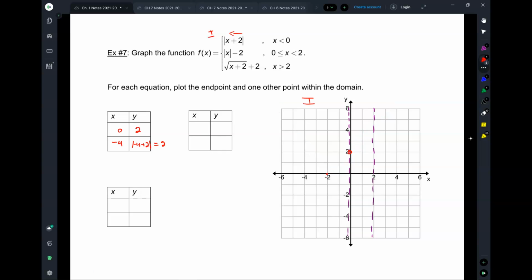I plug in a 0. That gave me a 2, and that's an open circle there. Now, I knew, because I know that this is an absolute value function shifted left 2 units, that the vertex is there. And so I can now plug in any other point I want just to see how it's going to look. You can do -3, -4, whatever. If you plug in -4, you get a value of 2. And when you graph, that's what it will look like.